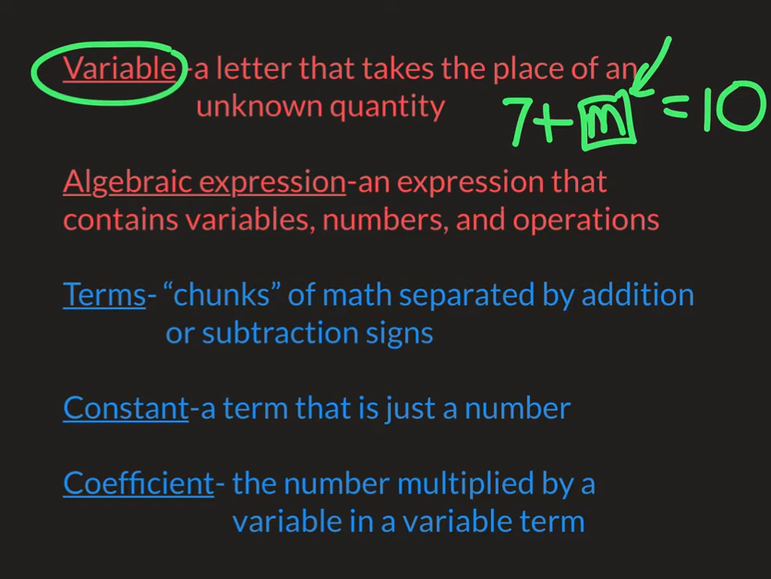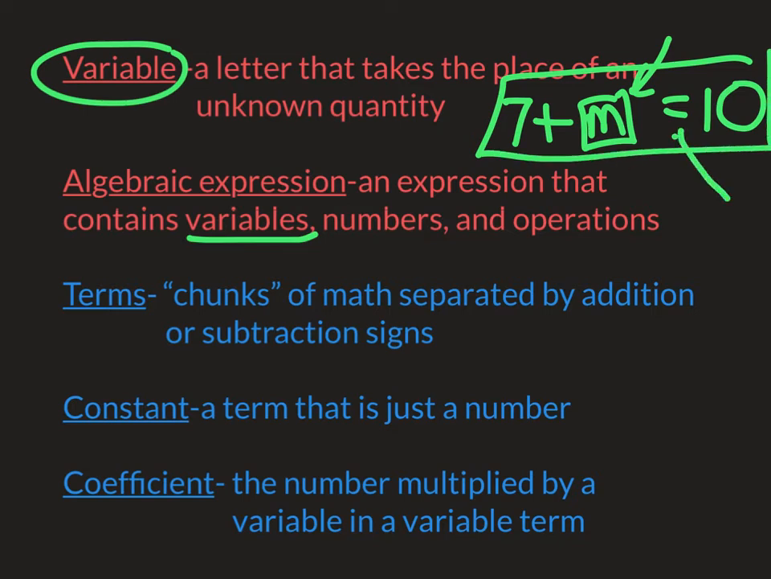An algebraic expression is an expression that contains variables. That's what makes it algebraic. Numbers and operations. Now this thing that I wrote up here is called an algebraic equation because it has an equal sign. The difference is if I take out the equal sign and what it's equal to, now I have 7 plus m. That is what we call an algebraic expression. It contains variables, numbers, operations.